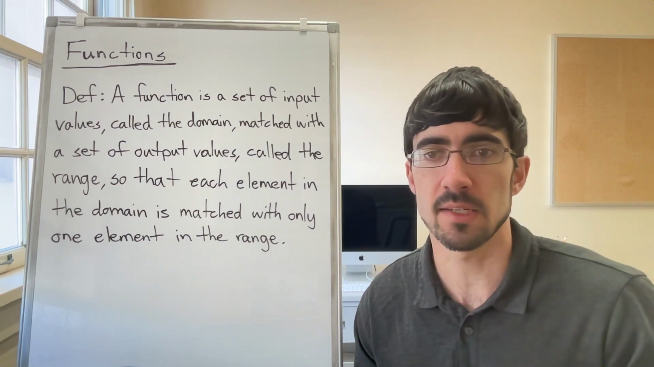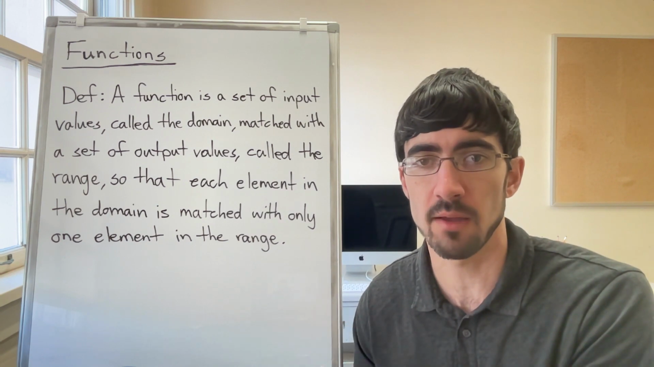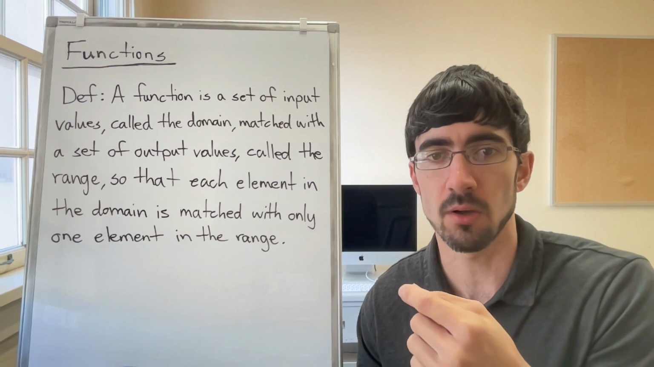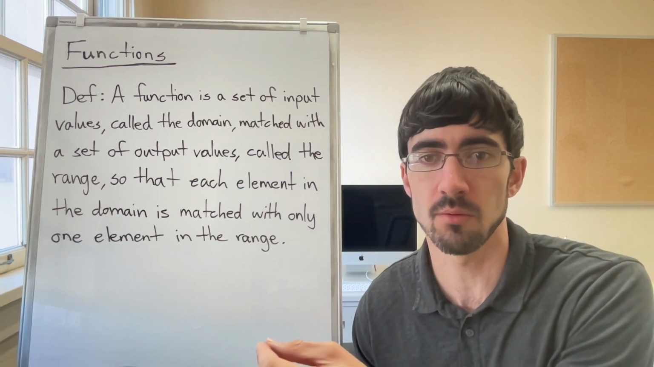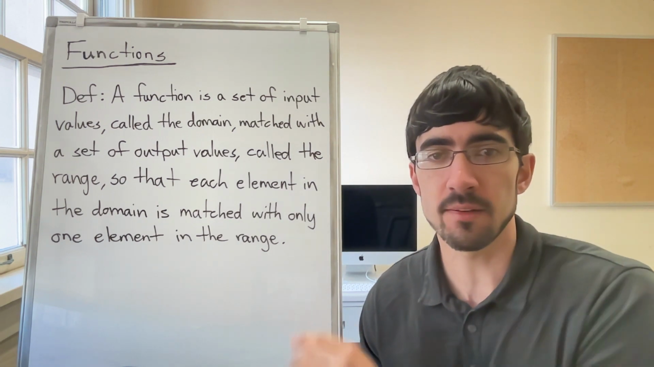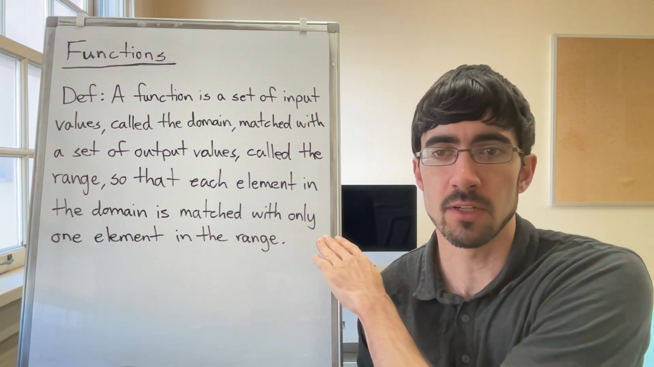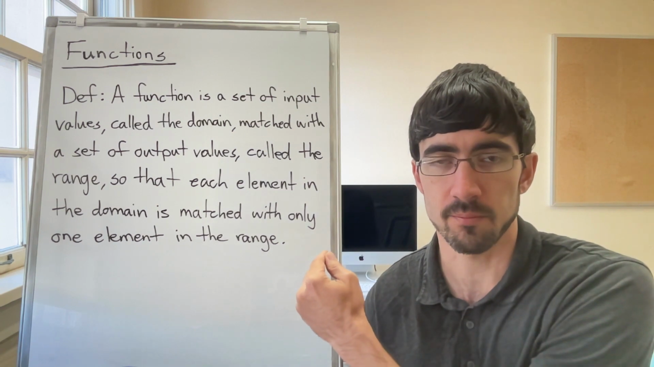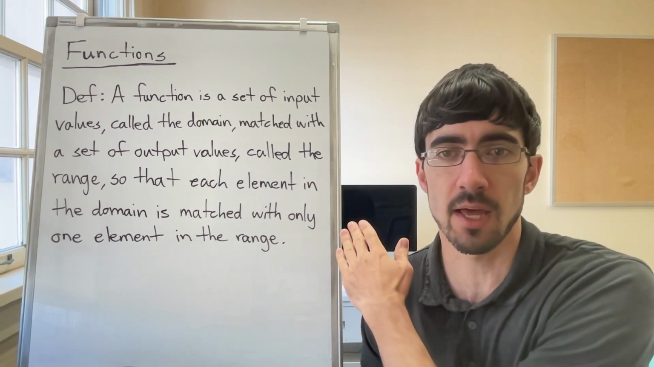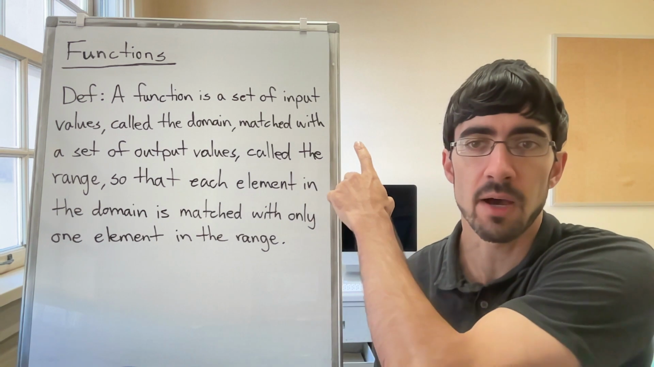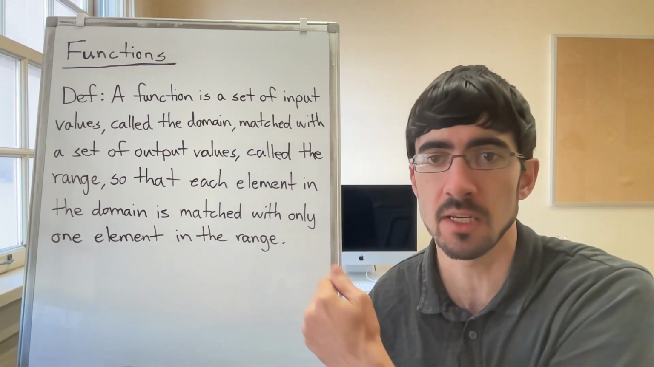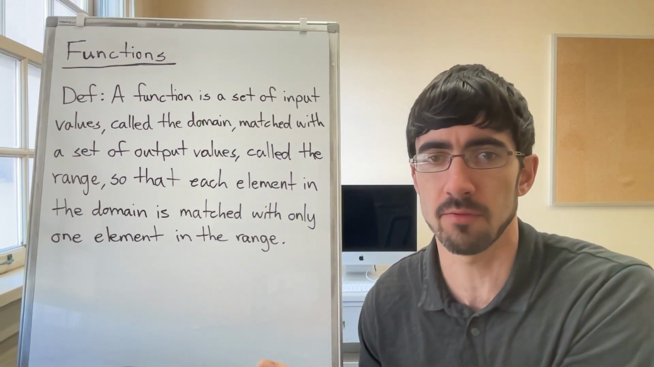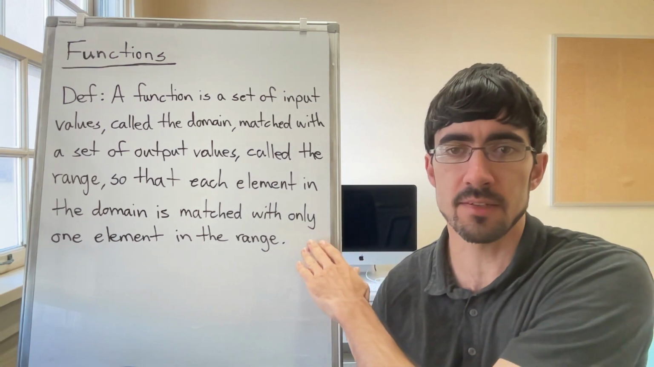If you think of your domain as x values and your range as y values, it's like saying that every x value is paired with exactly one y value. This last part of the definition is what makes a relation a function. If I had stopped before that last part and just talked about a domain, a range, and a matching, that's called a relation in math, and that could or could not be a function. It depends on this last condition.